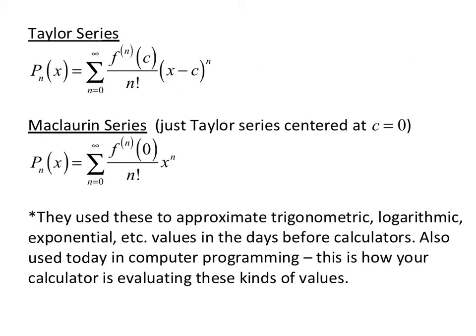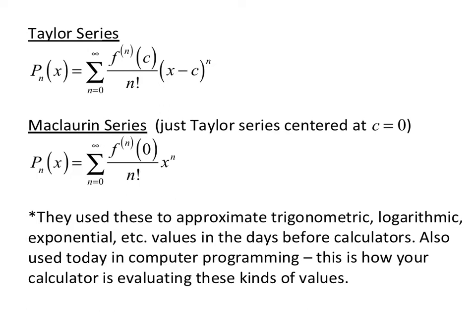Maclaurin series is the same thing as a Taylor series, the only difference being it is centered at x equals 0, or c is equal to 0. So it's still the same formula, but instead of having a constant number c for your center, you're going to have 0 plugged in. Now these are very useful in approximating trigonometric, logarithmic, exponential, etc. values, especially in the days before you had calculators.